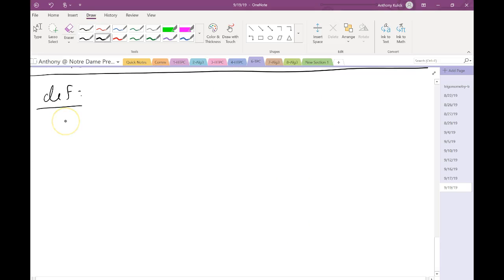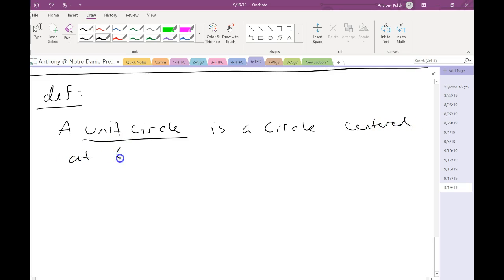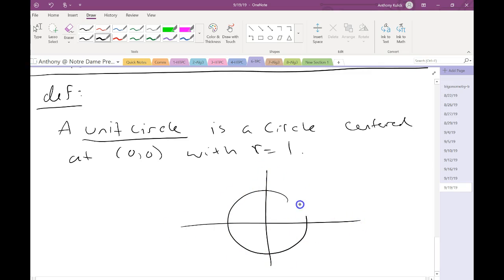I want to start by defining something called a unit circle. When we say a unit circle, that's a circle that's centered at the origin with radius of 1 unit. What we're going to do with our unit circle is observe that points along this unit circle are going to represent solutions to things like cosine theta and sine theta.